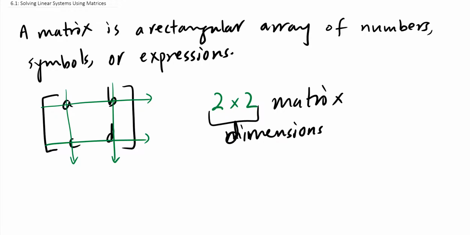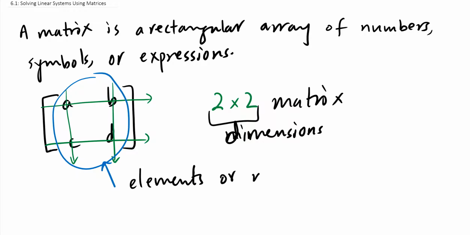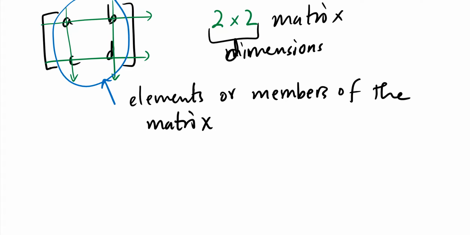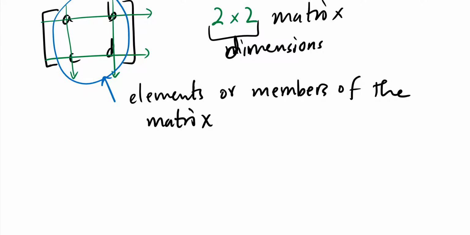The stuff inside this bracket are called elements, or members, of the matrix. So A, B, C, D are the elements of the matrix.